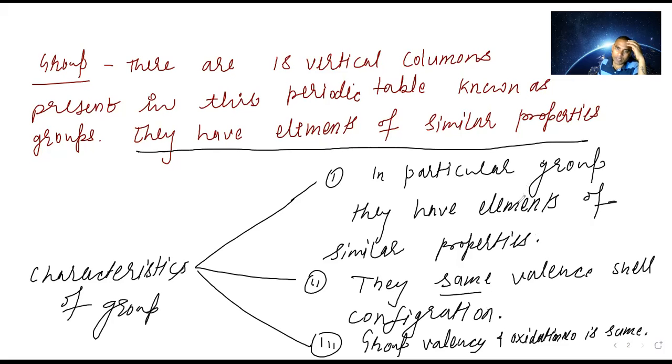In a particular group, they have elements of similar properties. They have the same valence shell configuration. Group valency and oxidation number are the same. Is it okay? Okay, now let's move on to the next slide.